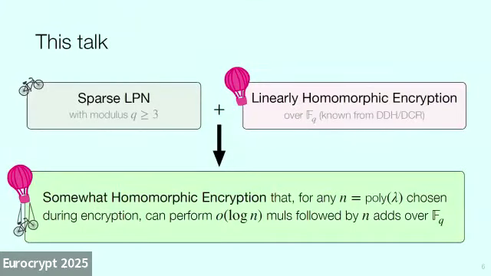So we're going to see how to combine the sparse learning parity with noise assumption, which is this assumption that on its own only gives us private key cryptography. And we're going to put it together with a linearly homomorphic encryption scheme and then get a somewhat homomorphic encryption scheme. And this scheme is going to be such that for any parameter n that is polynomial in our security parameter and that we sort of commit to at encryption time, we're going to be able to perform just slightly less than log n multiplications followed by n additions on encrypted data.